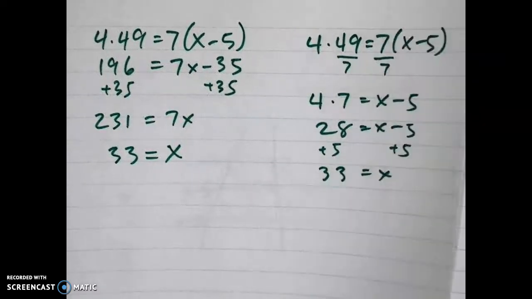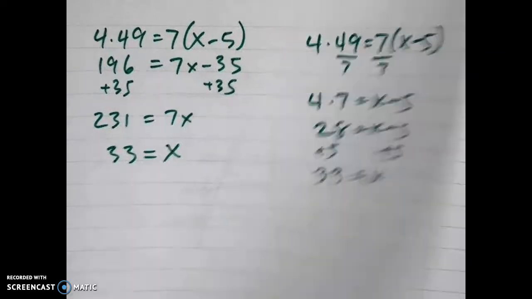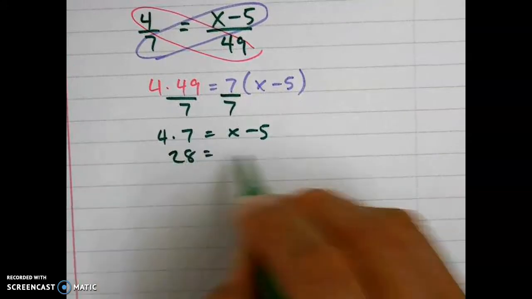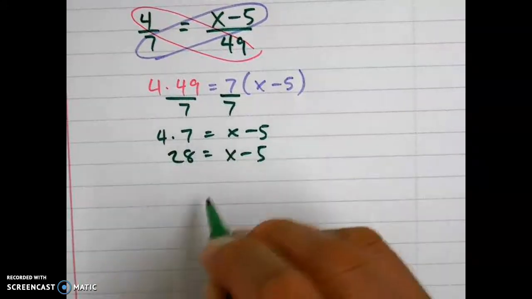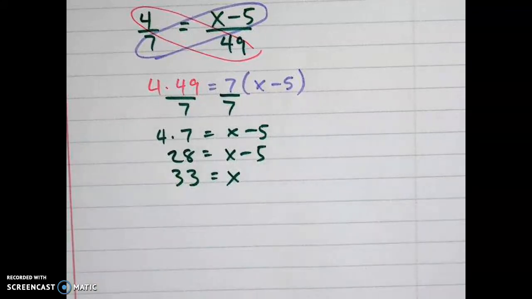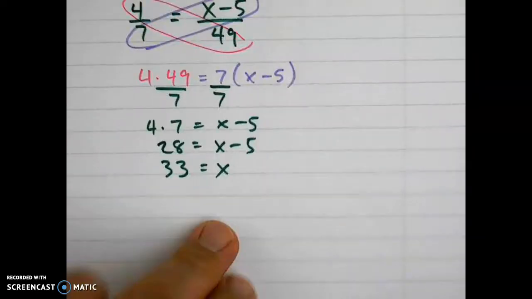Okay? So we have 28 is equal to x minus 5. Add 5 to both sides. X is equal to 33. So that was a proportion review. Any questions on the proportion review? Okay, let's go into geometry now.